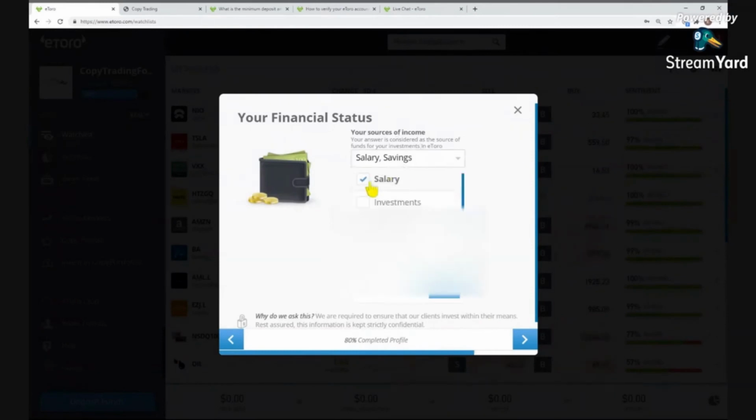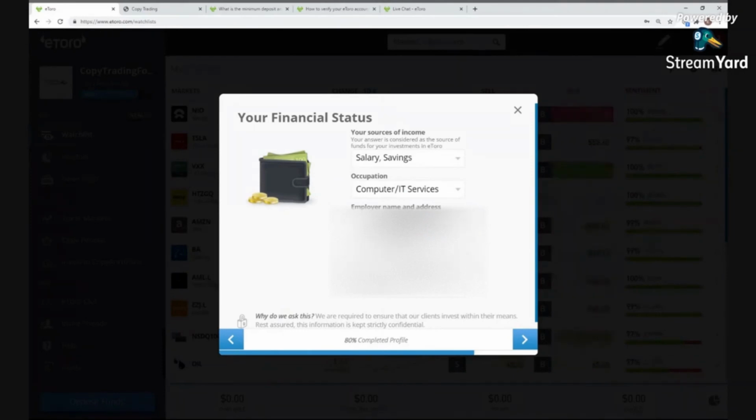So you're going to do your salary. For me, it's salary and savings. And I work in IT. You can select whichever you work in there. I work for, this is the name of the company I work with, and you put in the address of your company's office address, so you put that in there.